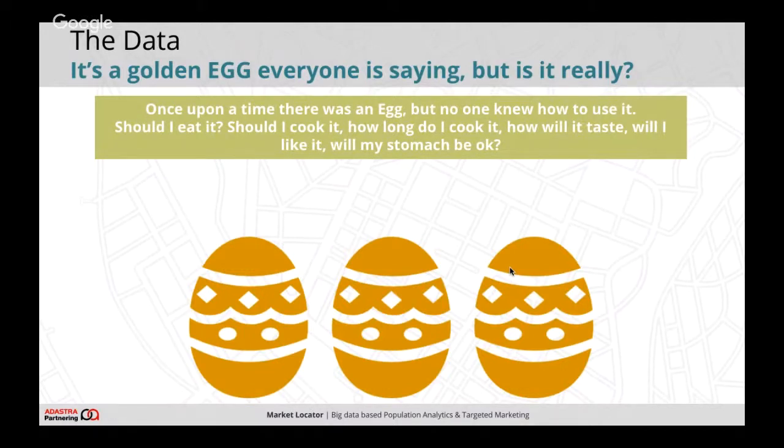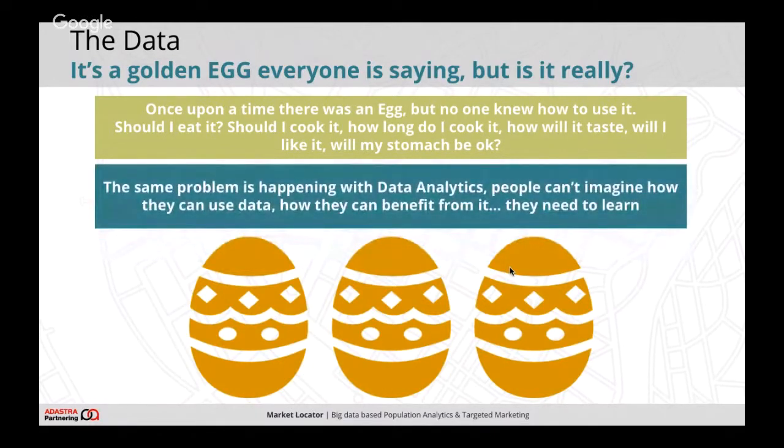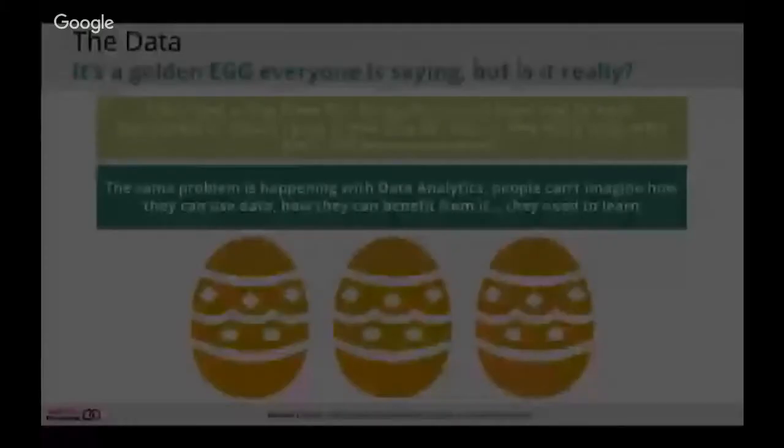Well, once upon a time, there was such a thing first found as an egg. No one knew how to use it. It was this funny thing lying on the ground near the nest of a bird. They didn't know if they should eat it or cook it. How long should they cook it? How will it taste? And what if they like it? Will their stomach be okay? The same thing is happening with data analytics. People can't really imagine how they can use the data and how they can benefit from it, and they need to learn these sorts of things in terms of the applicability of data.